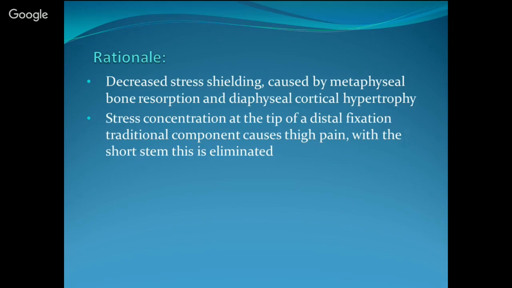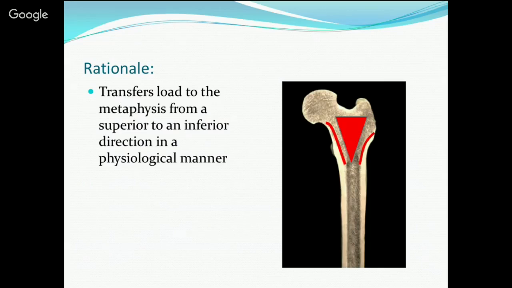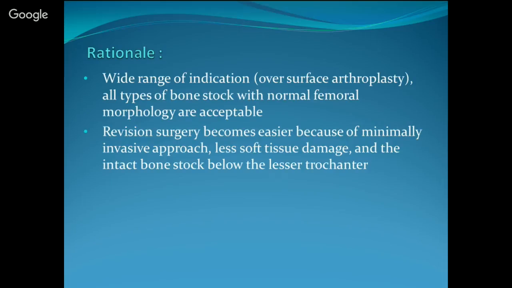Decreased stress shielding causes less metaphyseal bone resorption and diaphyseal cortical hypertrophy. Stress concentration at the tip of distal fixation traditional components causes thigh pain. With the short stem, that is eliminated. They transfer load to the metaphysis from superior to inferior direction in a physiological manner if you are using the short stem hip prosthesis. Wide range of indications, all types of bone stock with normal femoral morphology are acceptable.